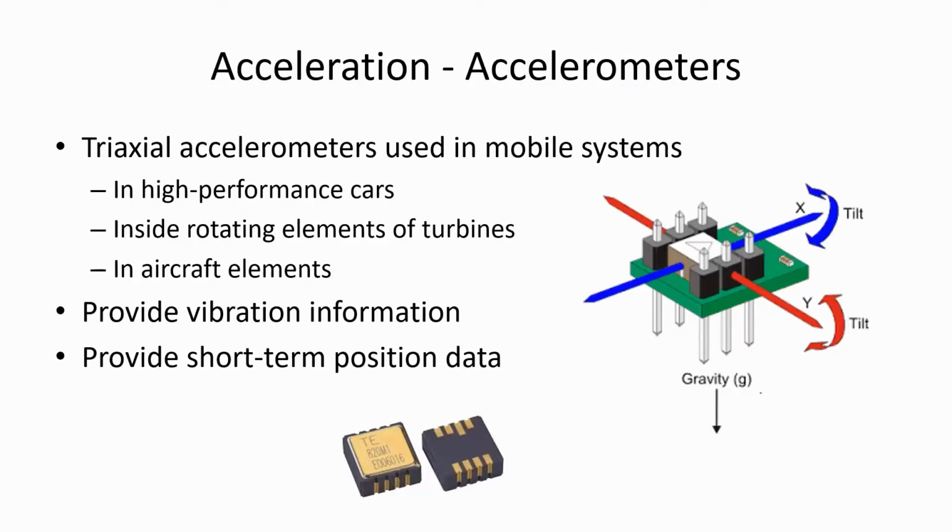Next are accelerometers. Acceleration can be measured by using an accelerometer. Triaxial accelerometers are used in mobile systems. They are also used in high performance cars, inside rotating elements of turbines, in aircraft elements, etc. They also provide vibration information, and give short-term position information too.